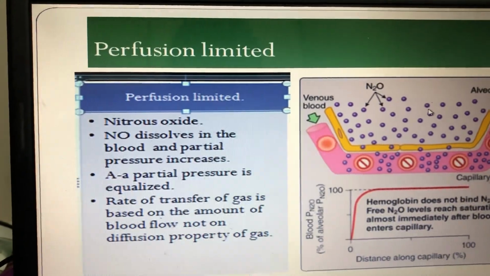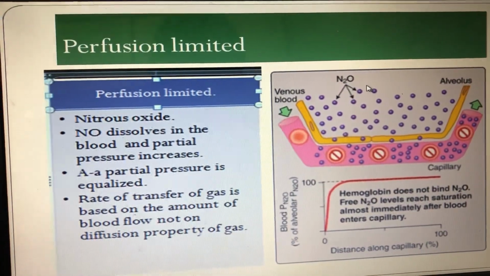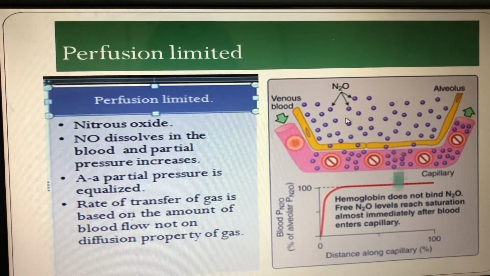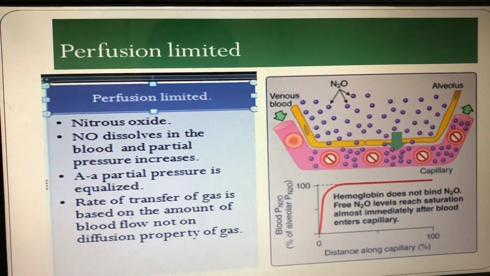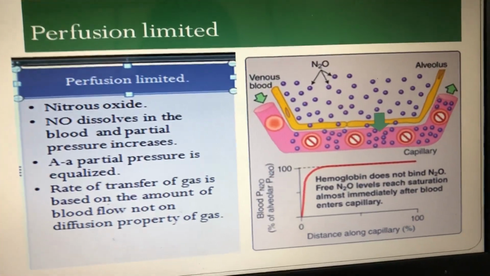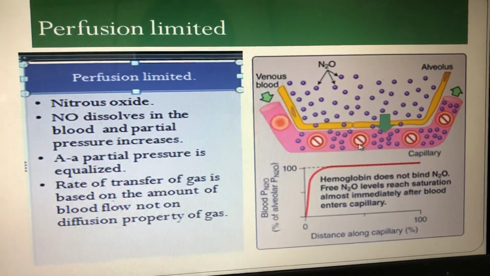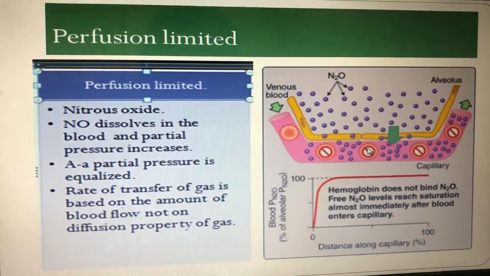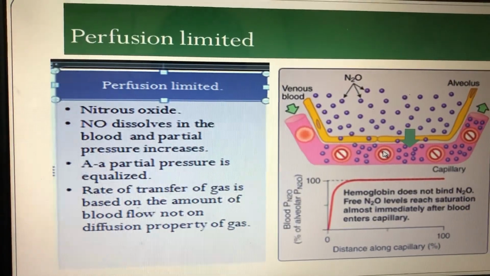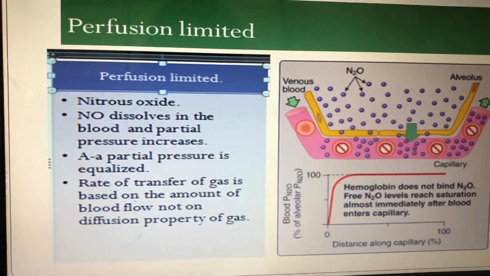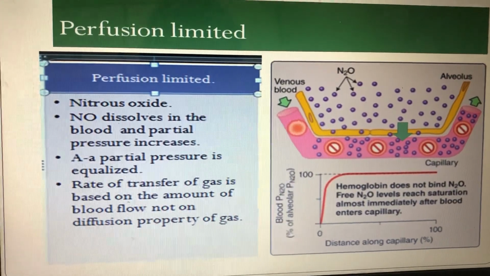In case a person ingests nitrous oxide, what is going to happen? It travels through the respiratory membrane. After crossing the respiratory membrane, it is not forming any bonds with the hemoglobin molecule. Here you can see the red line. Because there are no bonds forming with the hemoglobin molecules, this will lead to an increase of partial pressure in the pulmonary capillary.